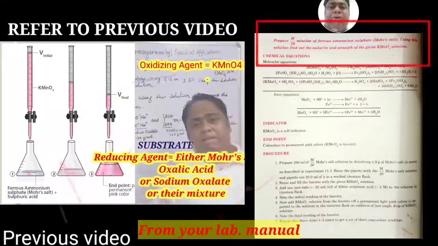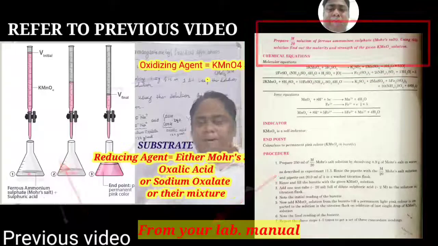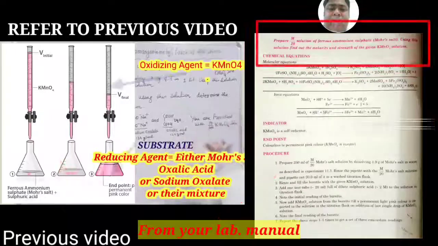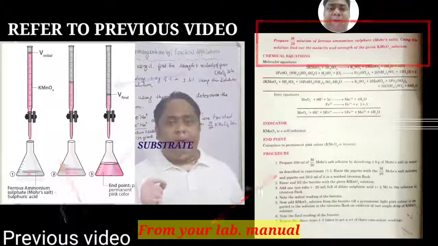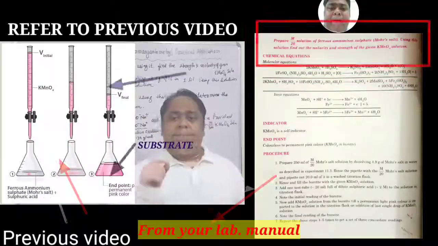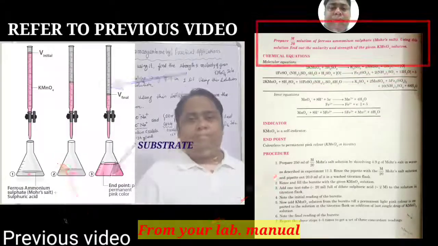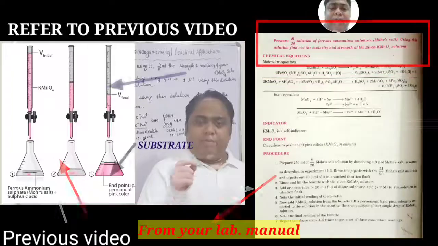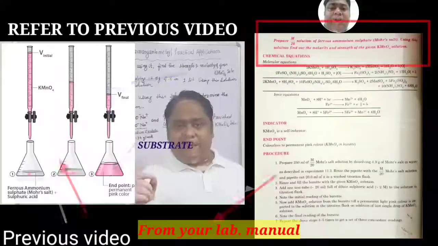So as of now you can only write down experiment number 1 and the aim will be the first task which is given. See, there is an action verb given. Prepare M/20 solution of ferrous ammonium sulfate, which is also called Mohr salt, and using this solution find out the molarity and strength of KMnO4.